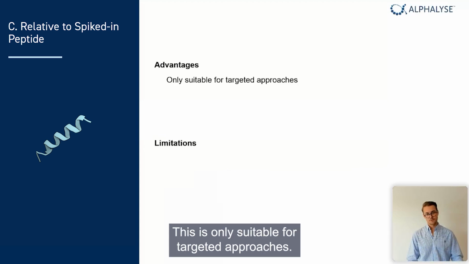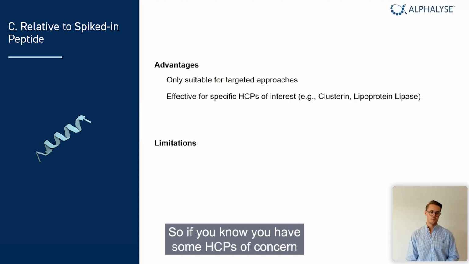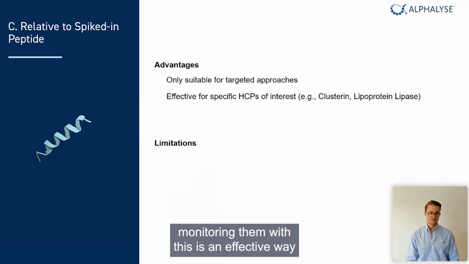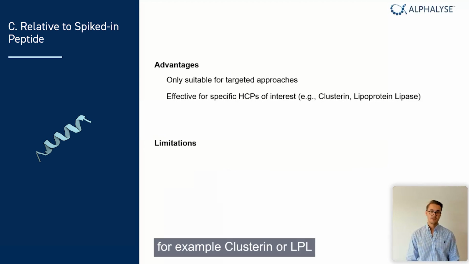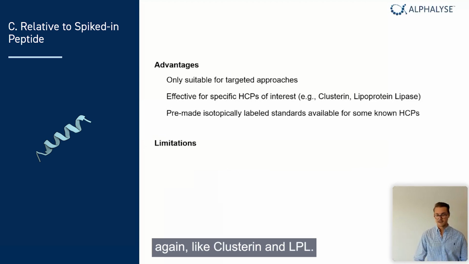This is only suitable for targeted approaches. It is effective for specific host cell proteins of interest. So if you know you have some high HCPs of concern, monitoring them with this is an effective way. For example, clusterin or LPL. Pre-made isotopically labeled peptides are available for some known host cell proteins of concern, again, like clusterin and LPL.